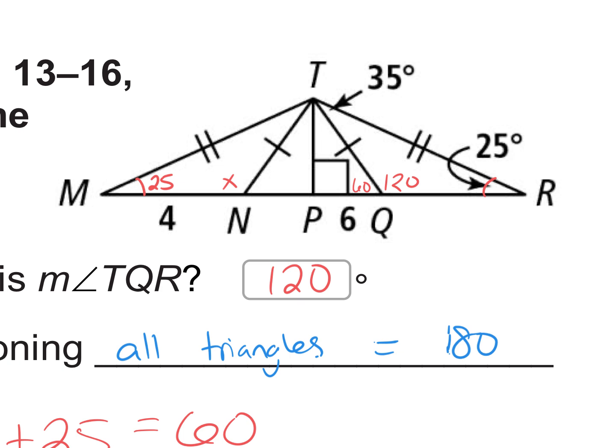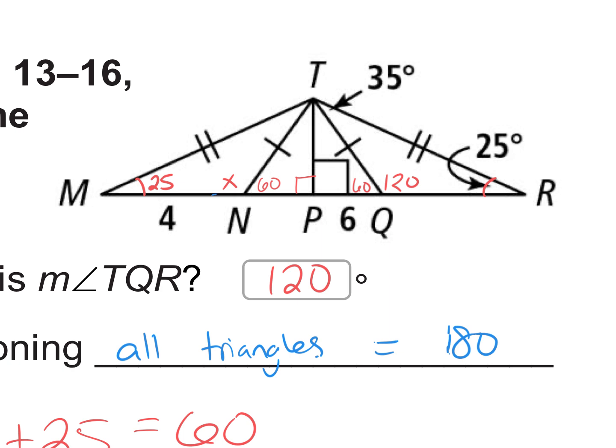What about that middle triangle? It's also an isosceles, so if this is 60, what's the other side? 60. What's this angle? 90. Also 90. So 60, this is 90. I heard some light bulbs go off. What are you thinking?